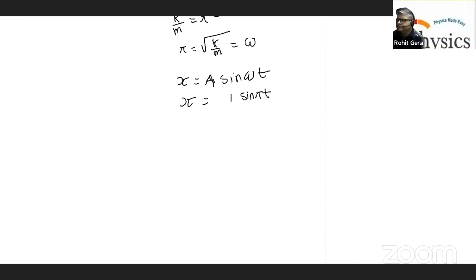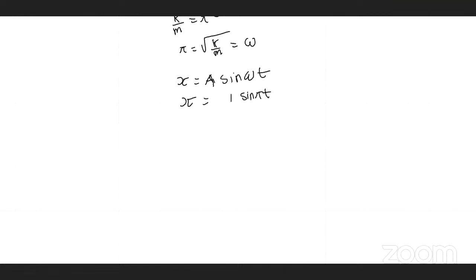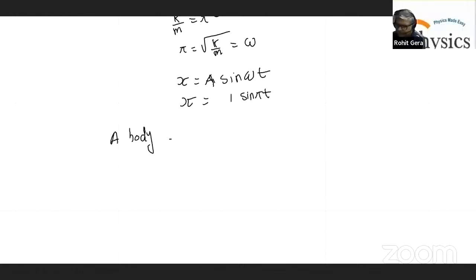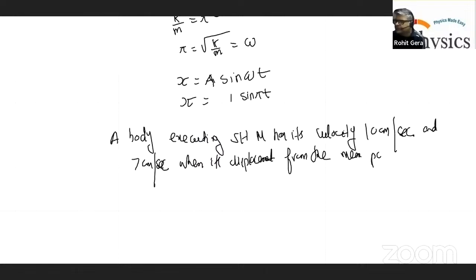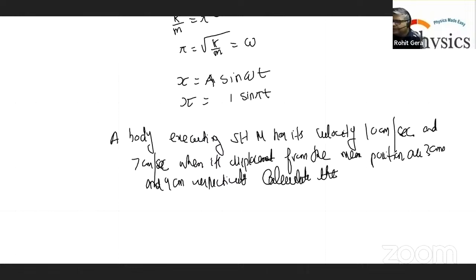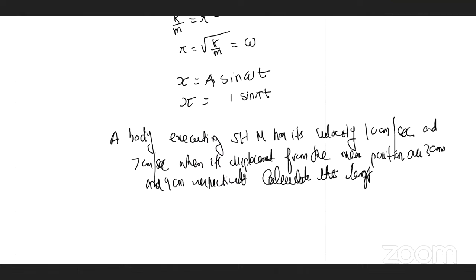Okay, so a body executing SHM has its velocity 10 centimeter per second and 7 centimeter per second when its displacement from the mean position are 3 centimeter and 4 centimeter respectively. Calculate the length of the path. Okay.